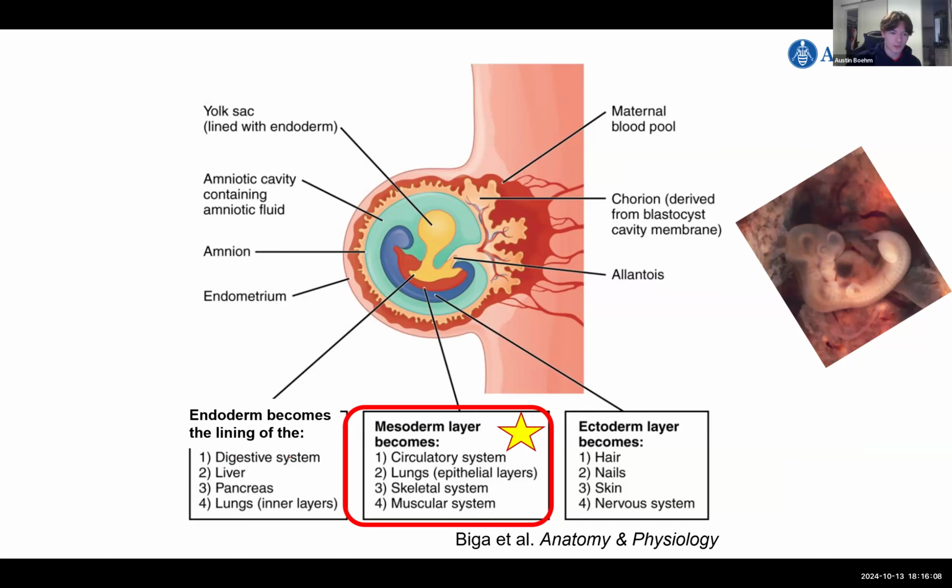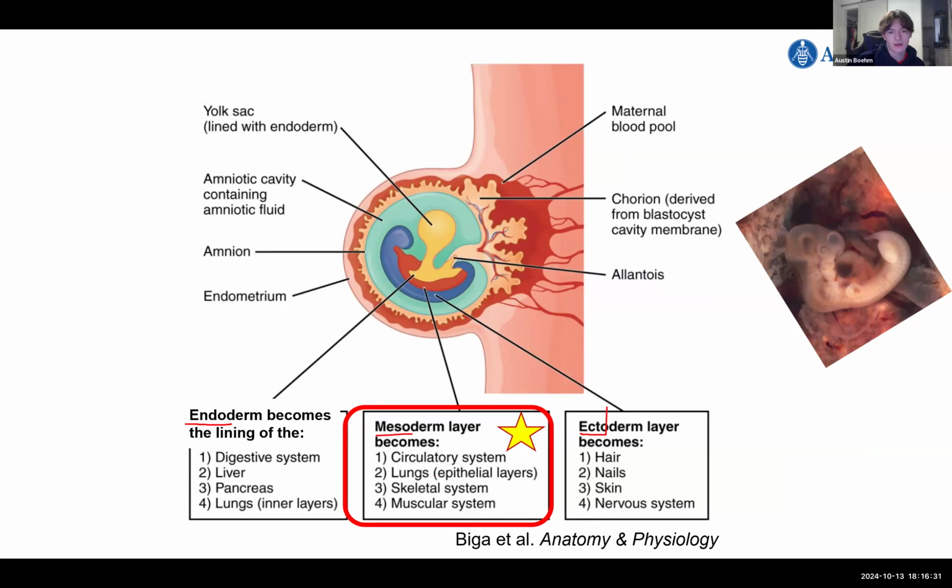So here again is a couple of the different things for endoderm, mesoderm, and ectoderm. But for us today, the main one we're focused on is the mesoderm, specifically the musculoskeletal system, although it does also have some functions with circulation and connective tissue, as well as a little bit in the lungs.